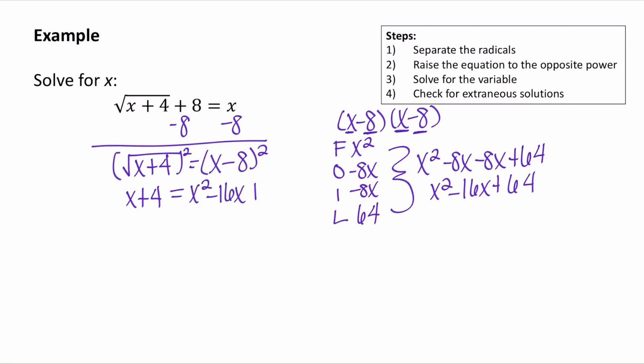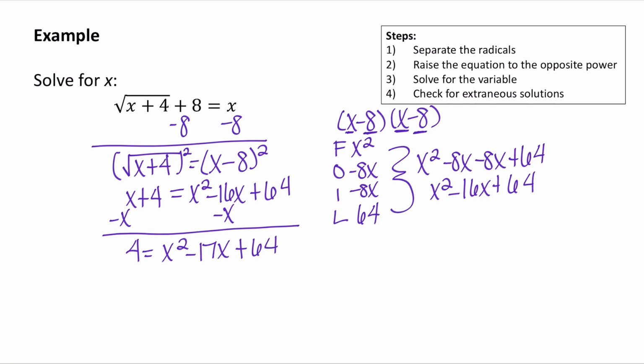So notice that once again, I have a quadratic. To solve a quadratic, remember I want to set it equal to 0, so I'm going to move my terms away one at a time. So this x, I'm going to undo it by subtracting x from both sides. So I have 4 equals x squared minus 17x plus 64. I'm going to get rid of the 4 by subtracting 4 from both sides, which gives me 0 equals x squared minus 17x plus 60.